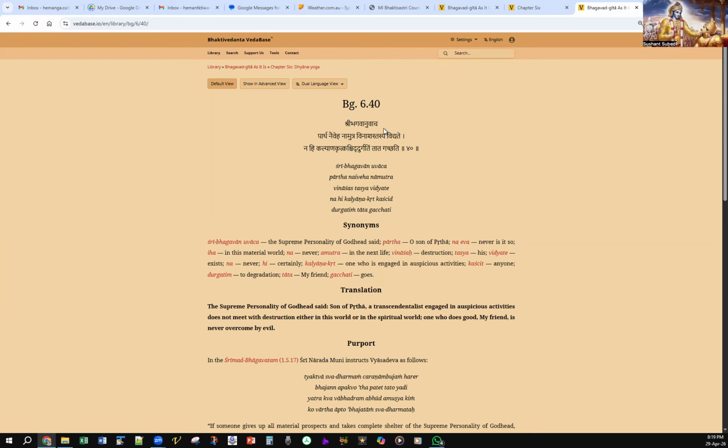Shri Bhagavan uvacha, partha naiveha namutra vinashas tasya vidyate, na hi kalyana-krit kashchid durgatim tata gachchhati. The Supreme Personality of Godhead said, Son of Pritha, a transcendentalist engaged in auspicious activities does not meet with destruction either in this world or in the spiritual world. One who does good, my friend, is never overcome by evil.